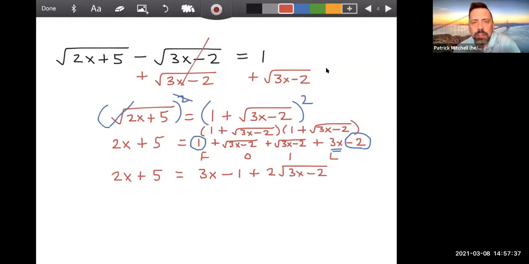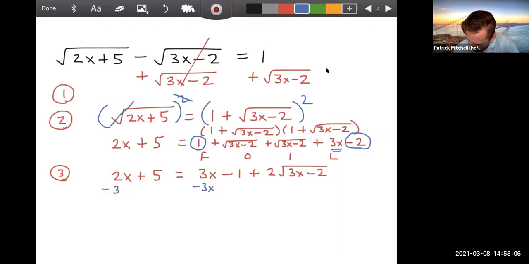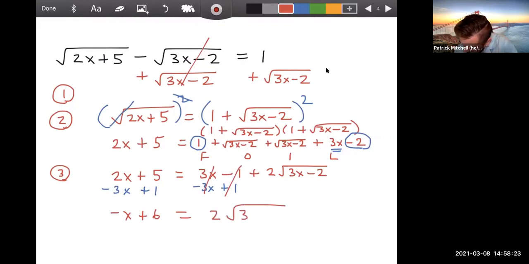Okay, so running through our list of steps. Step 1, isolate a radical. Step 2, apply the appropriate power. And then step 3 said, if there's any radical still there, you repeat steps 1 and 2. So that's where we are now. I have to isolate this other radical, which means get this 3x and this minus 1 out of here. So let's do minus 3x minus 3x. And then let's do plus 1 plus 1. So that's going to give me negative x plus 6 equals 2 times the square root of 3x minus 2.